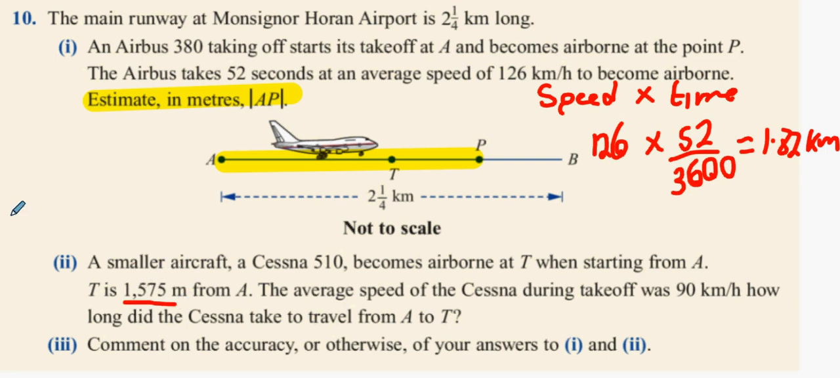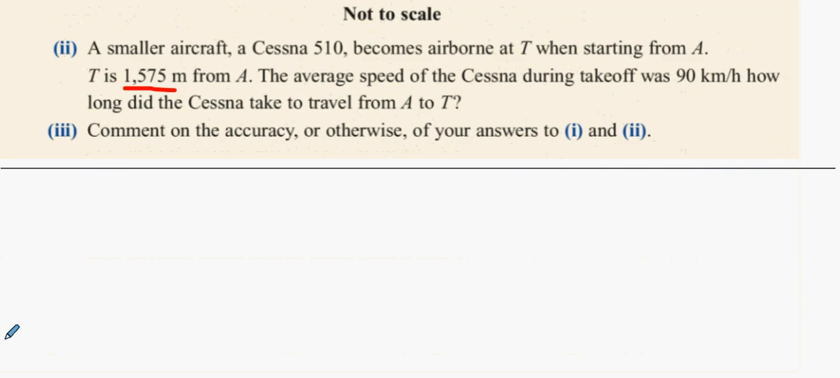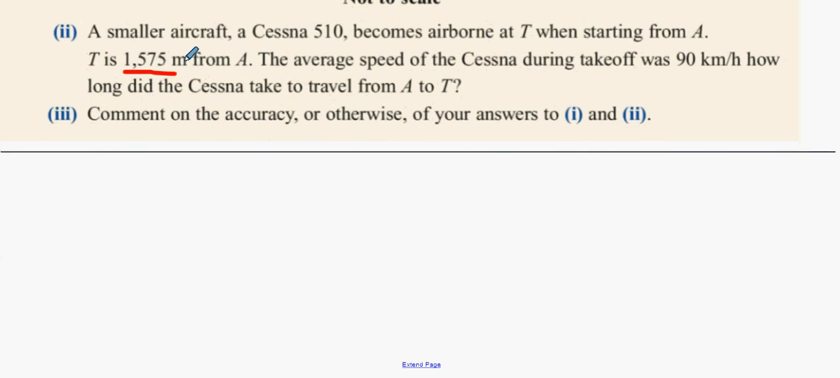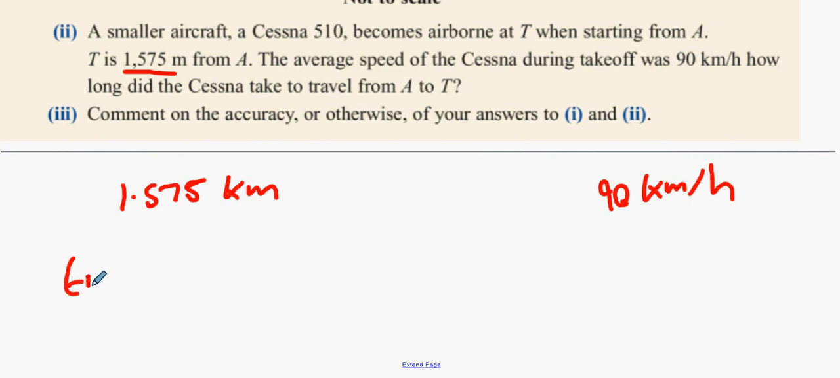Now, can anybody tell me a problem with this question? They're mixing up kilometers and meters. So what I'm going to do is change that into 1.575 kilometers. Is that okay? Speed is 90 kilometers an hour. It's a time question. Time equals what, guys? Distance divided by speed.